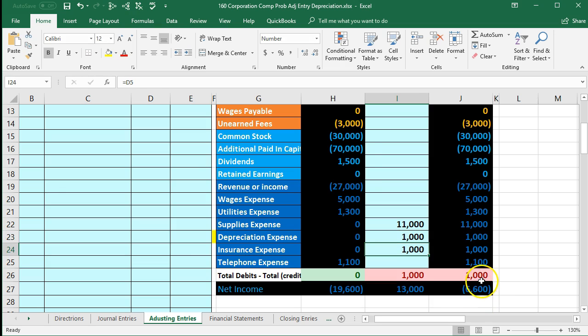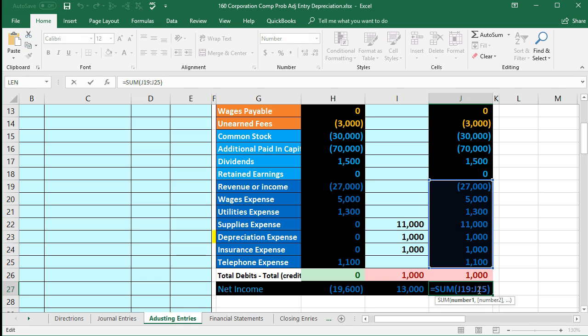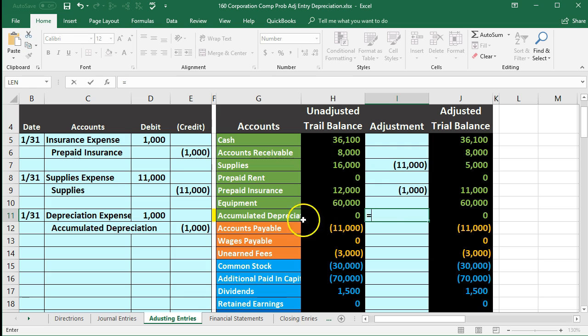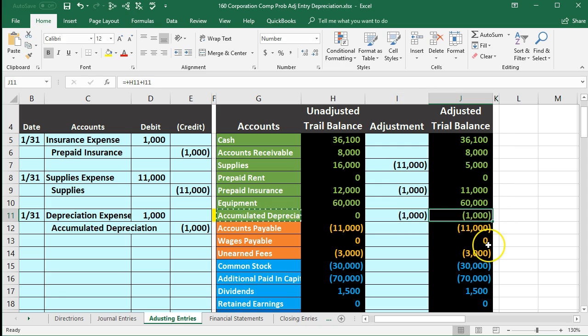So there we have it. So we're out of balance, net income brought down, in net income calculated, revenue minus expenses. Then we're going to scroll up to the accumulated depreciation, that being the other side of our journal entry. We are going to be here in the middle column in cell I-11. Within I-11, we will say equals and point to that 1,000, bringing the 0 up by 1,000 in the credit direction to 1,000.